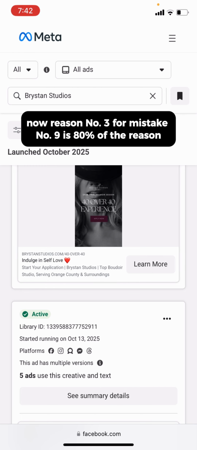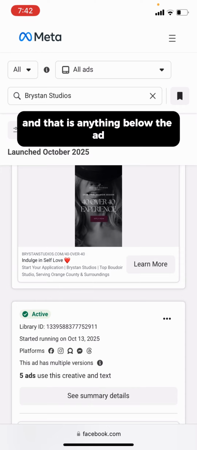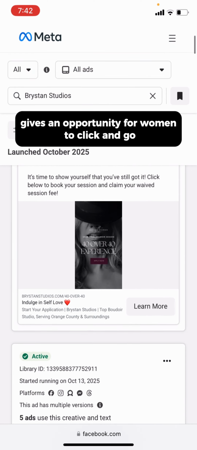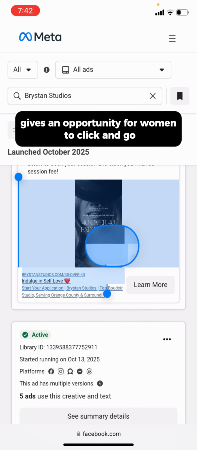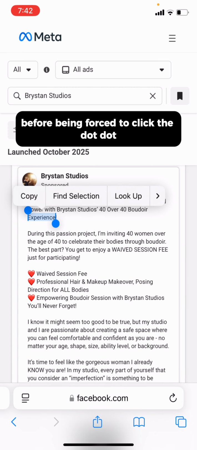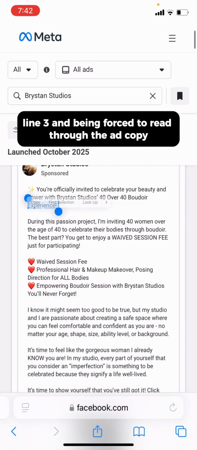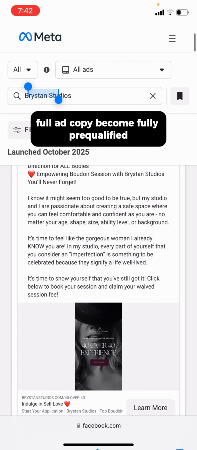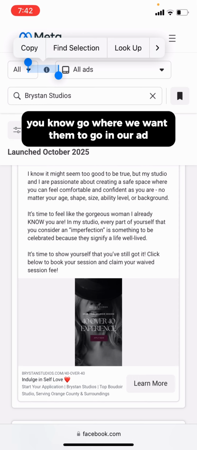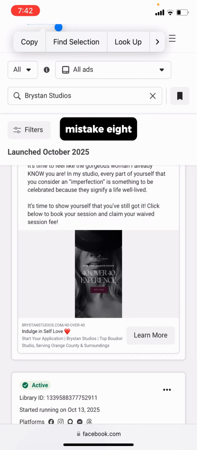Now, reason number 3 for mistake number 9 is 80% of the reason. And that is anything below the ad creative, words, text, button, gives women an opportunity to click and go to the next page of the ad before being forced to click the "see more", which is here on the right side of line 3, and being forced to read through the full ad copy, become fully pre-qualified, and then click to go where we want them to go in our ad. Here's why that's a problem. That's why I talked about the mistake before, mistake 8.